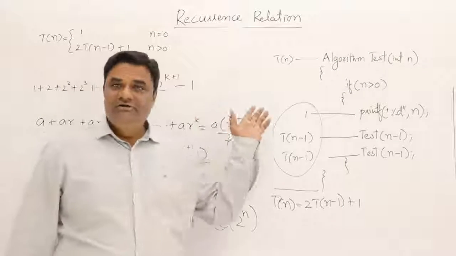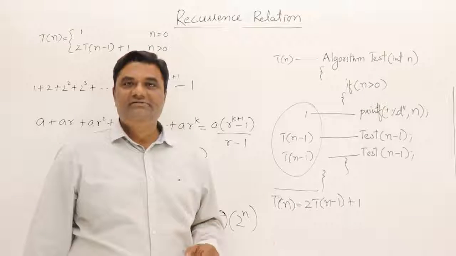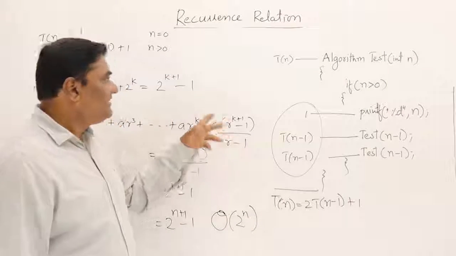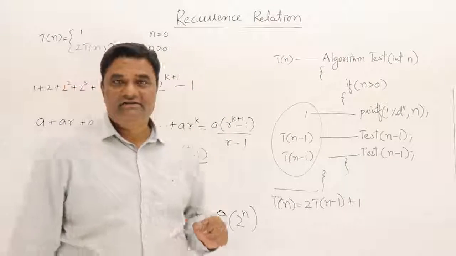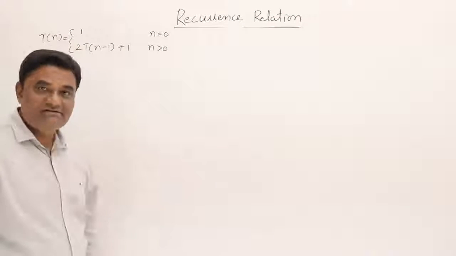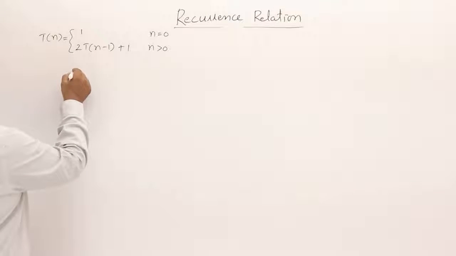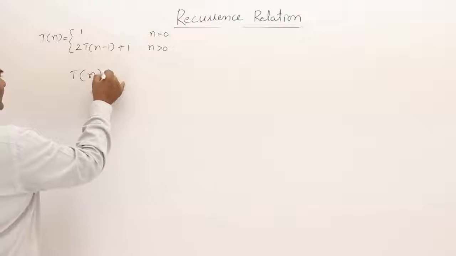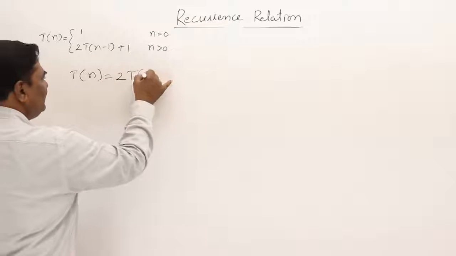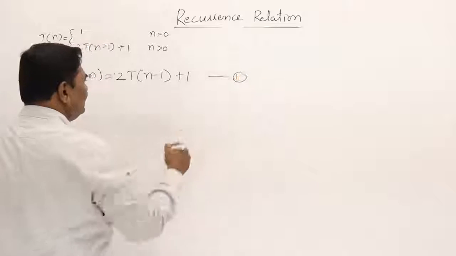Now I will show you another method. By using the back substitution method, we will solve it. So I will remove everything and I will simply solve this recurrence relation. Now let us solve this using the back substitution method. So I will take a recurrence relation Tn is equal to 2Tn minus 1 plus 1. This is the first equation.